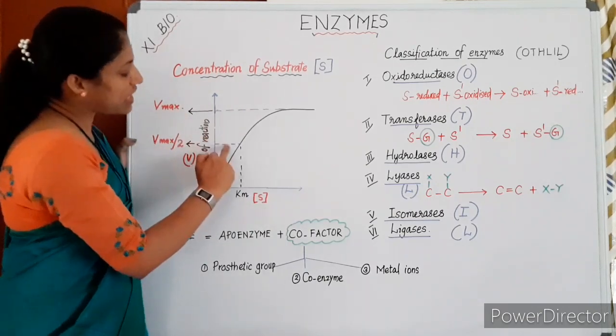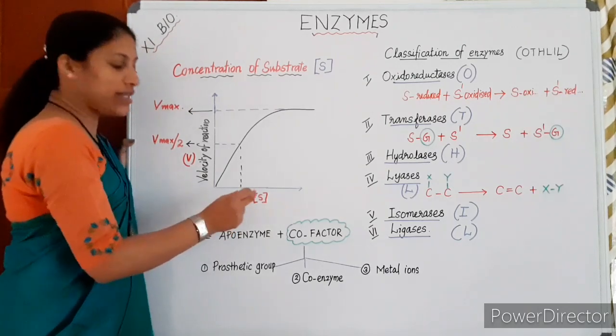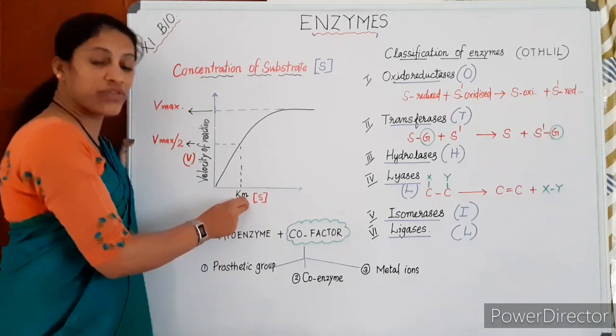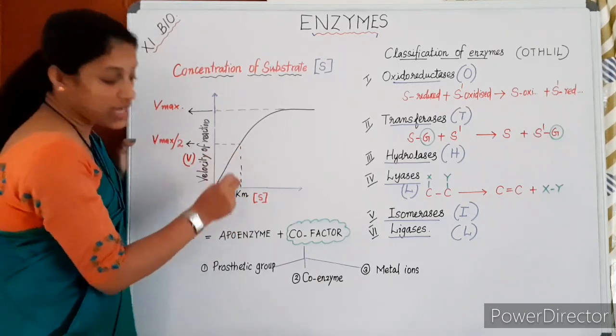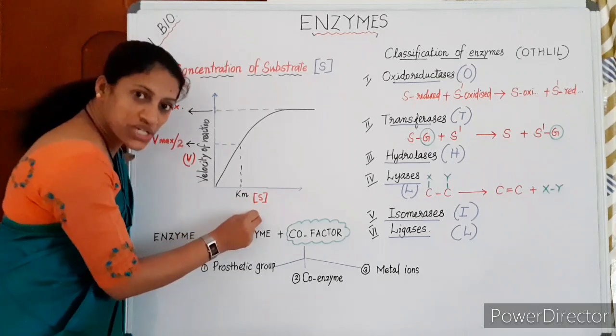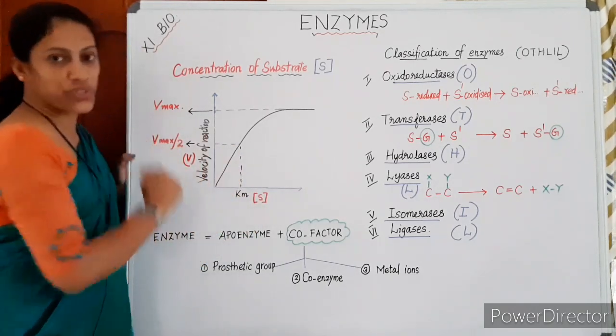Then just keep in mind there is a value given by a scientist called the Km constant, and there is a specific Km value for every enzyme. The Km value is the concentration of the substrate required to reach Vmax by 2.